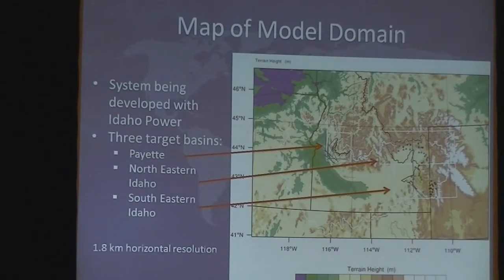So this colored map here is the full model domain. It's a single grid that I mentioned, 1.8 kilometer resolution. The three areas that we're running the seeding decision algorithm on are the Payette River Basin here. The actual basin is the black outline and white outline, but this white box is the full domain that we're running the algorithm over to determine if optimal seeding conditions exist.